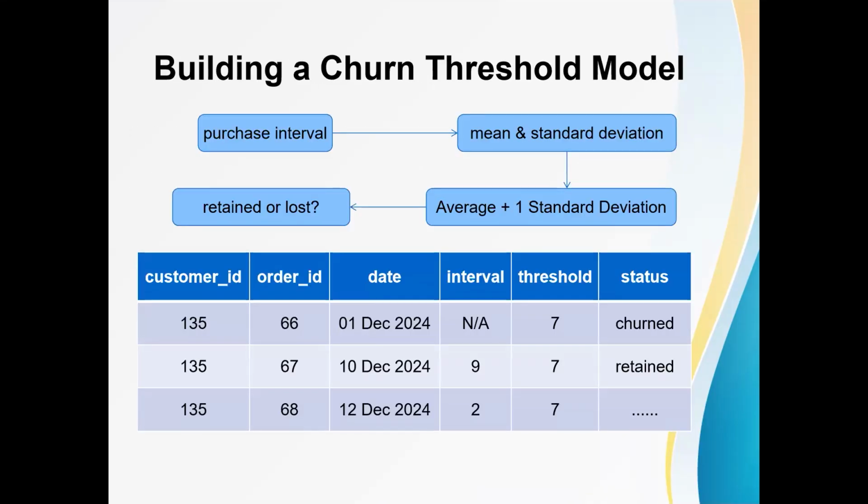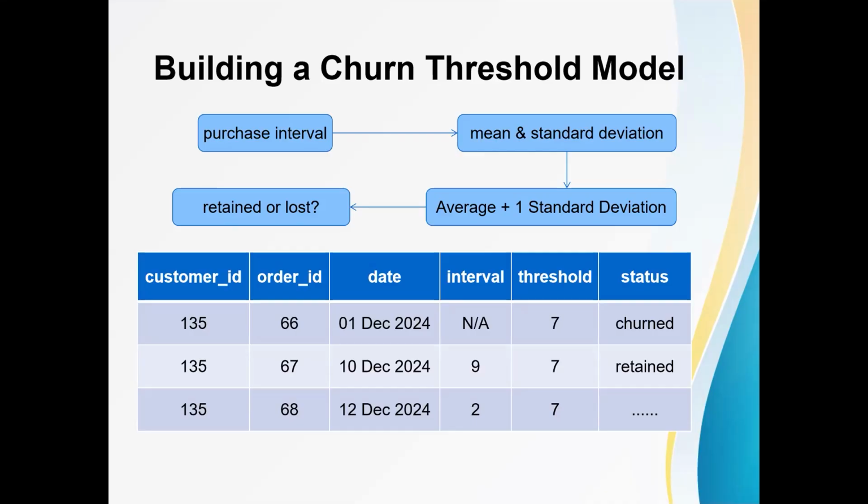To measure each product's ability to retain customers, I needed to label the status of customers after each purchase as either retained or lost. So I built a customer churn threshold model to compute a churn threshold for each unique customer. To determine the threshold, I first computed the number of days between every 2 consecutive purchases for each customer, then calculated the mean and standard deviation of these intervals for each customer.